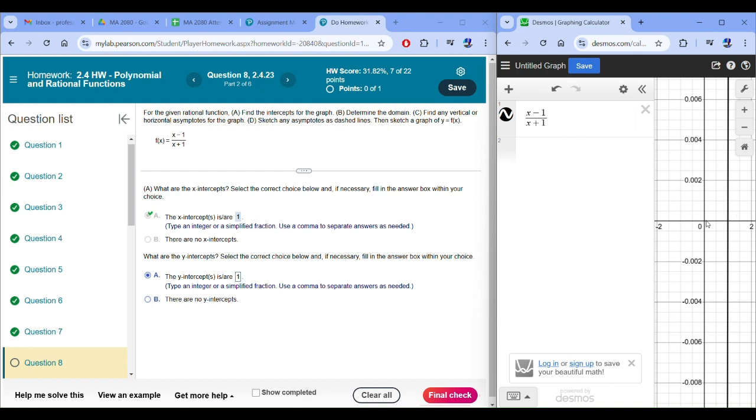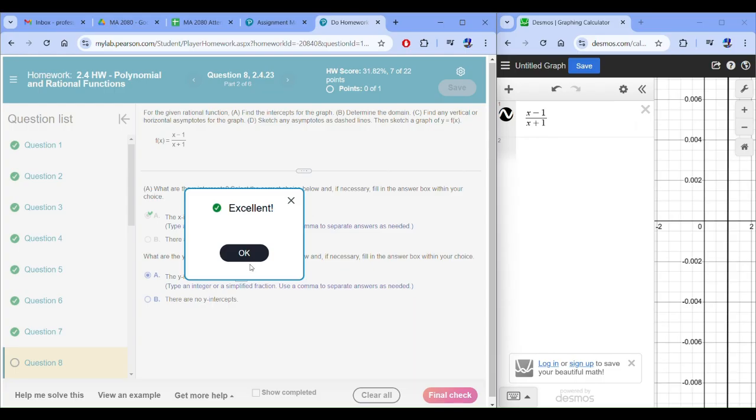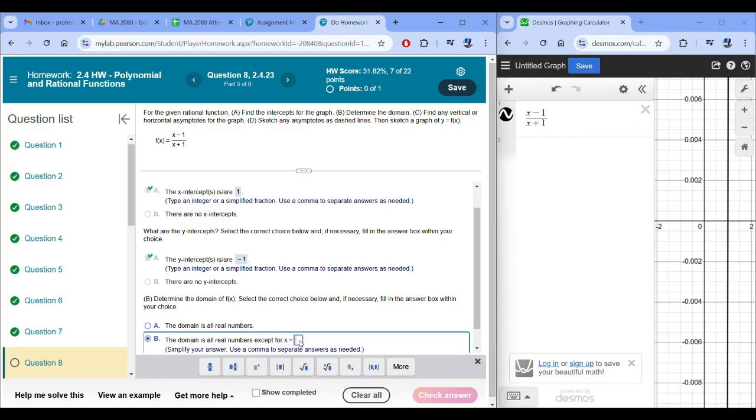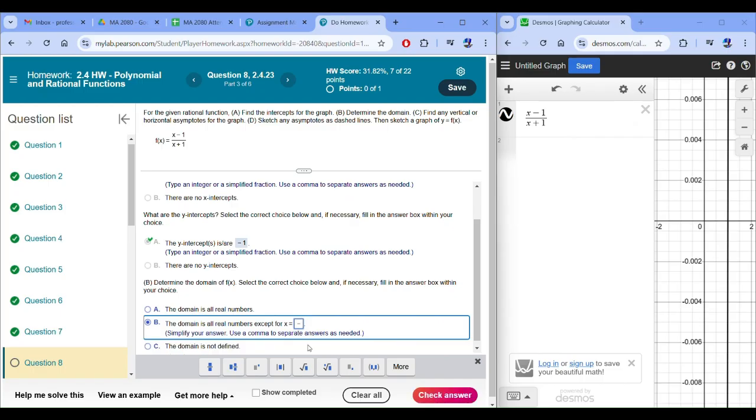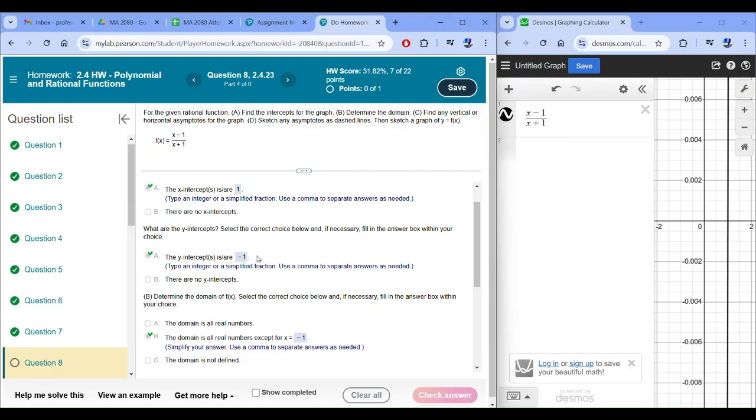Oh, y-intercepts. Plug in x is equal to 0, negative 1. Okay. Determine the domain. The domain is all real numbers except when x equals negative 1. Because if you plug in negative 1, that makes it 0, and you can't divide by 0.